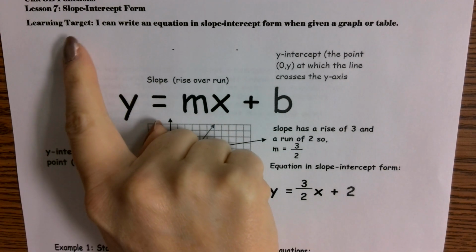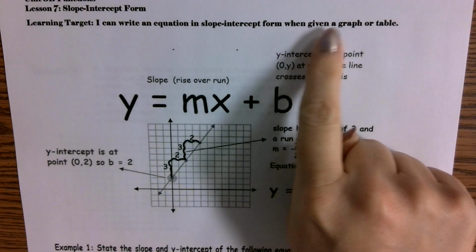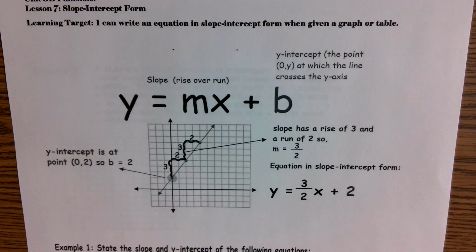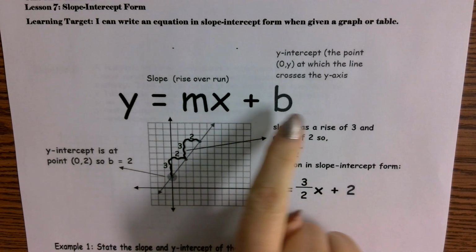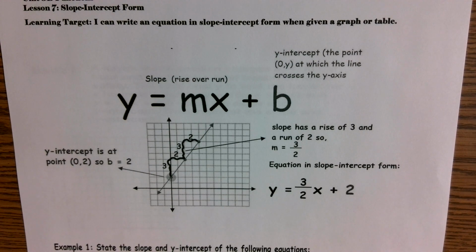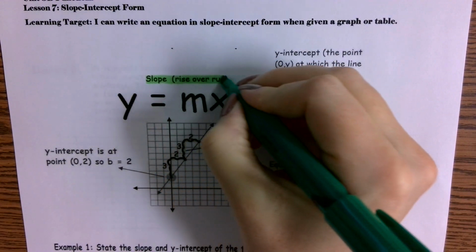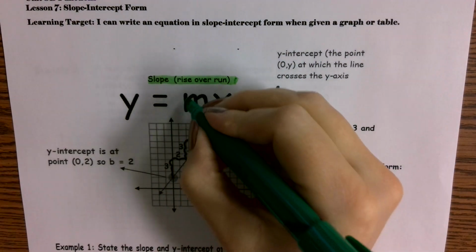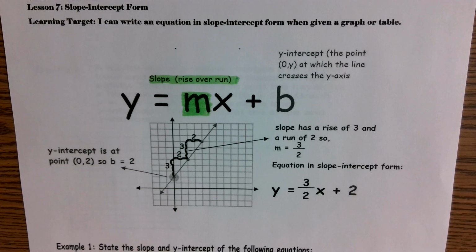All right, so for today, our learning target is I can write an equation in slope-intercept form when given a graph or a table. So slope-intercept form is an equation set up as the following. y = mx + b, where m is going to represent your slope of a given graph or table of information. Remember, slope is the same thing as rise over run.